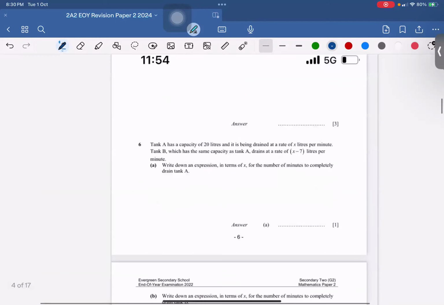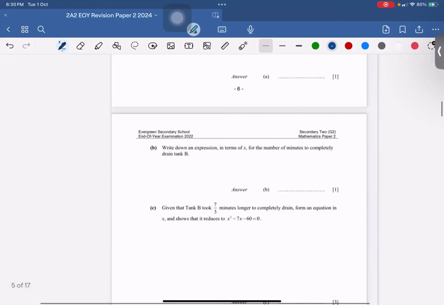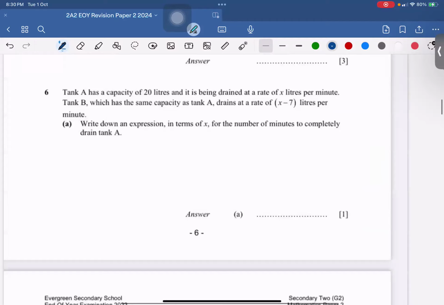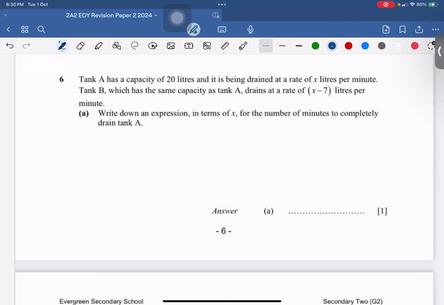Okay, next question. I'll do one more on quadratic equation. This one the teacher keeps repeating a few times. Later on when you do the other questions, you'll see it also. Let's observe this question. Tank A has a capacity, so if it's fully filled up, it's 20 liters. But water goes in at X liters per minute. So X liters takes 1 minute. 20 liters take how many minutes?